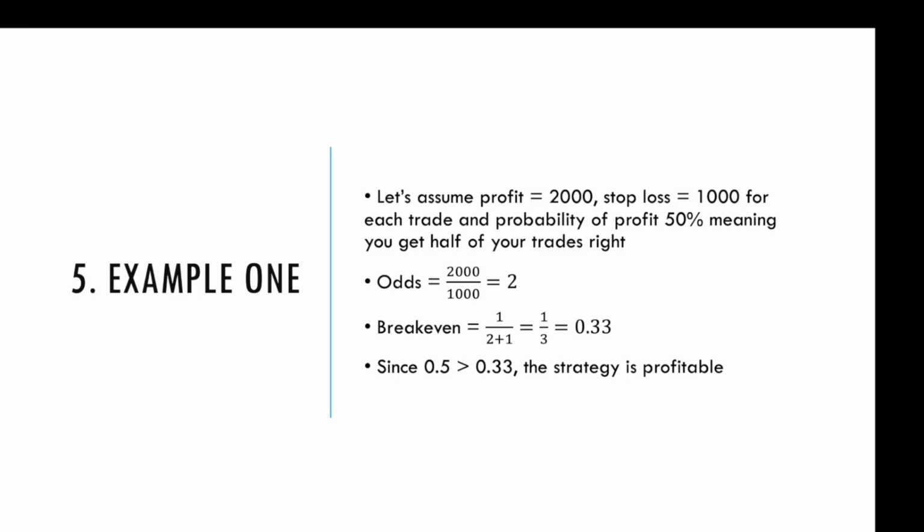Now, let's do a couple of examples to see how these things are going to work in practice. The numbers chosen for the examples are completely arbitrary, but very realistic. Example 1. Let's assume a profit of 2,000, stop loss of 1,000, and a probability of profit of 50%, meaning you get half of your trades right. Using the formulas presented in the earlier slides, you're going to get odds of 2 and break even of 33%. Now, since 50% is greater than 33%, this strategy is profitable.